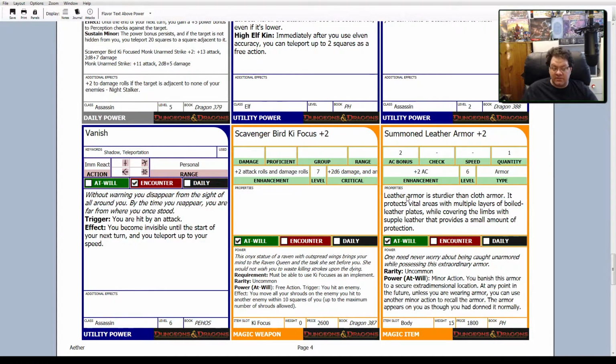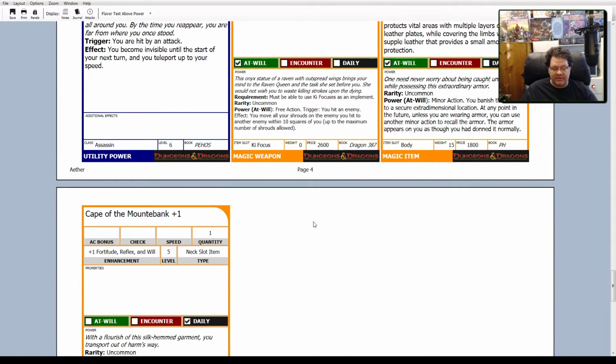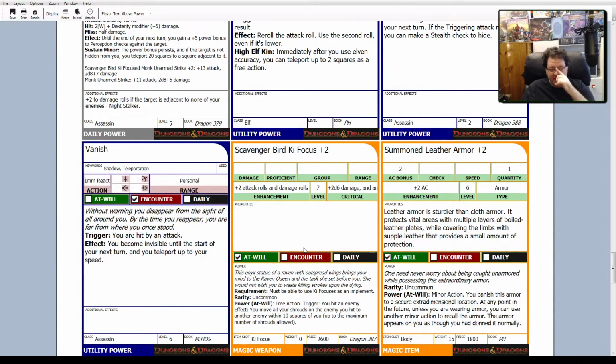3 magic items. One item that should be 1 level higher than the character, which is this one. It's level 7. One magic item that is the same level as the character, which is this one here, and the one that is 1 level below the character level. So that's my key focus.